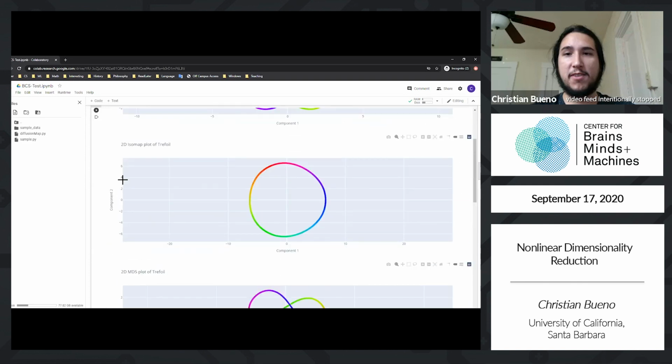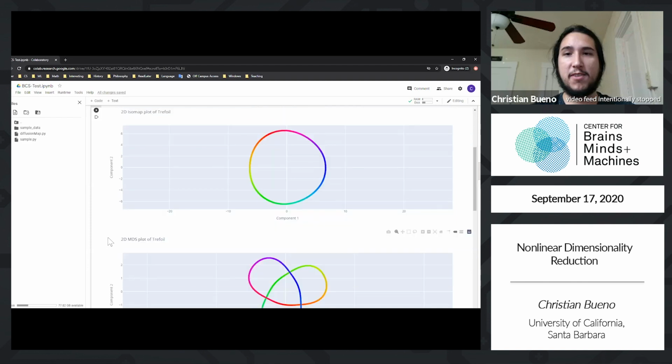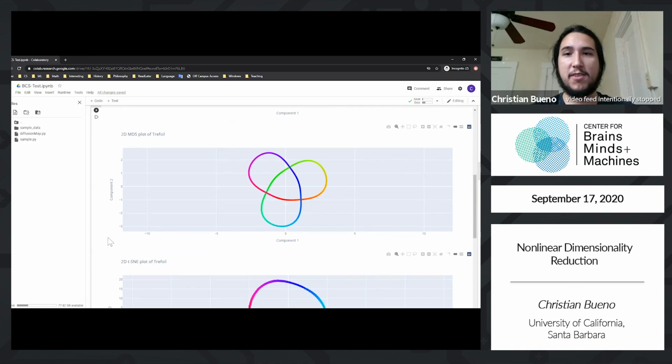Isomap, there we go. So Isomap gets a pretty round circle, which is good because Isomap is just using the geodesic distances or a proxy for the geodesic distance. And from manifold theory, we know that any loop is indistinguishable intrinsically from a perfect circle. And Isomap does pretty much reflect that. Multidimensional scaling gave us this.